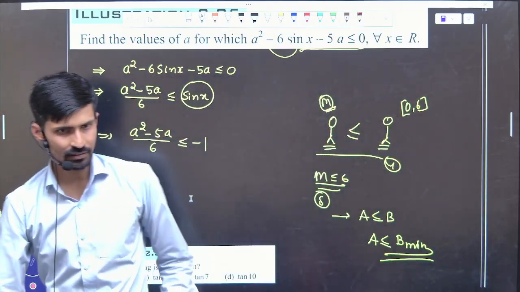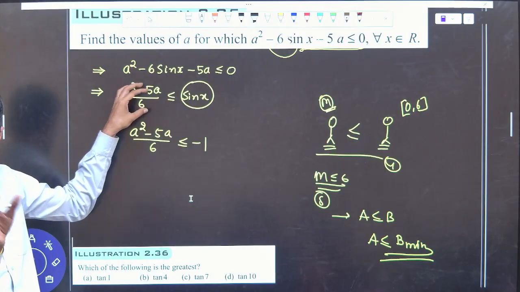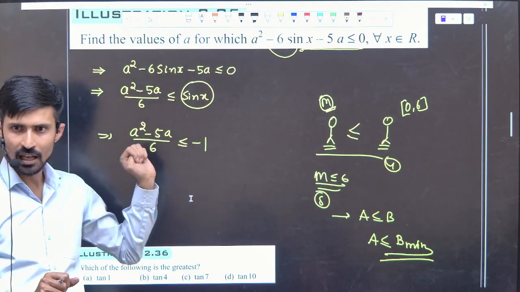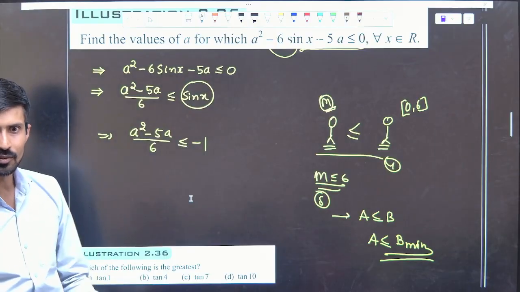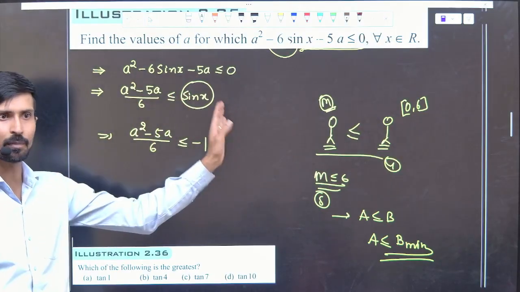Understood the thing? This is some range. This is some number between somewhere to somewhere. This will generate some value, and this will also generate some value. And this value should be less than that value. When this value is less than its minimum value, then 100% this is true.